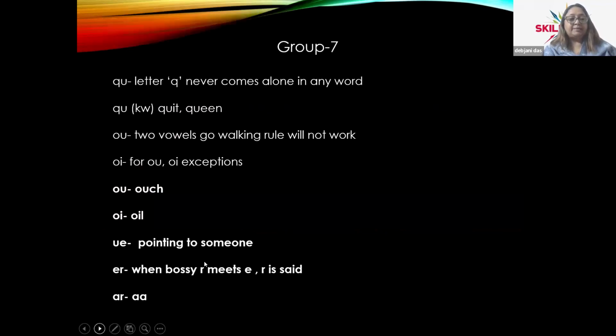The problem is, I was seeing that when you are asked to find the digraphs, how are you going to identify the digraph? I did this in the last class, identifying the digraphs and identifying the blends. Whenever you are in a question paper or asking the kids to identify the digraphs, how are the kids going to do that identification?